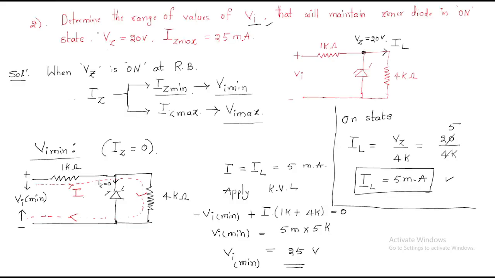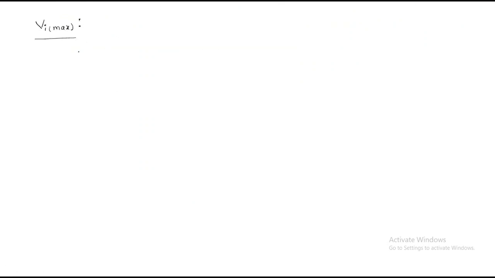Next, the condition is for the maximum input voltage, the maximum range. Here he gives a condition in the problem, that is IZ max, which applies when the input voltage is maximum. He mentioned that the maximum Zener current flowing is 25 milliamps. By using that, we will redraw the circuit.